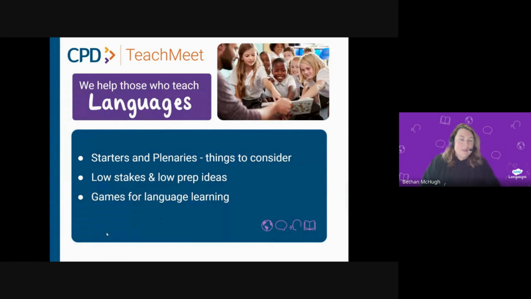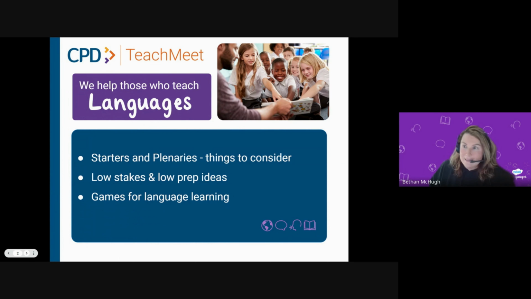So we're going to look at some things to consider about starters and plenaries in particular, just to make sure that they have value, and look, as I said, at some low stakes and low prep ideas. So you can tick off some assessment for learning and monitoring checkpoints with your starters and plenaries. It's really useful to take that into account. Then we'll look at games as well, with some low stakes, low prep ideas and fun things you can integrate into the classroom quite easily that will fit into any scheme of work, or if you've got a spare bit of time. Even, as is often the case, particularly at this time of year, language time gets squeezed on the curriculum.